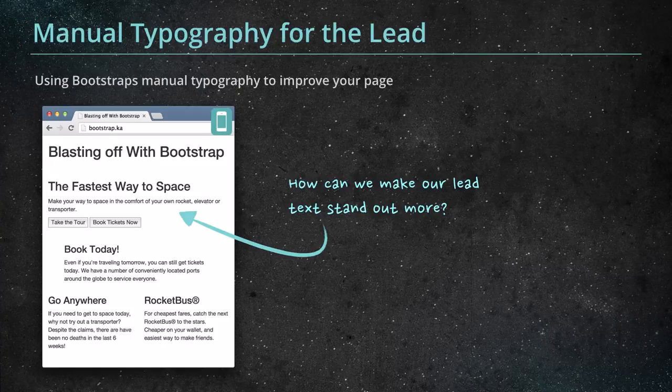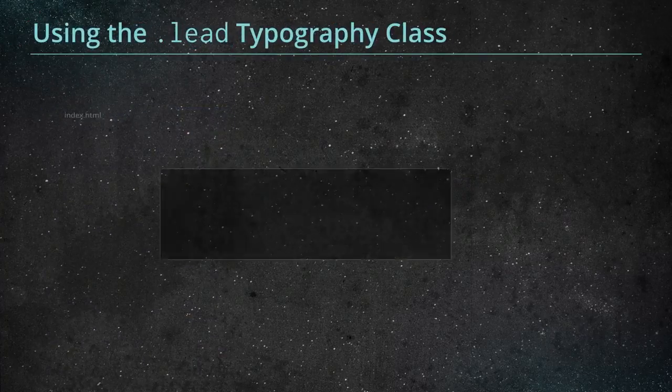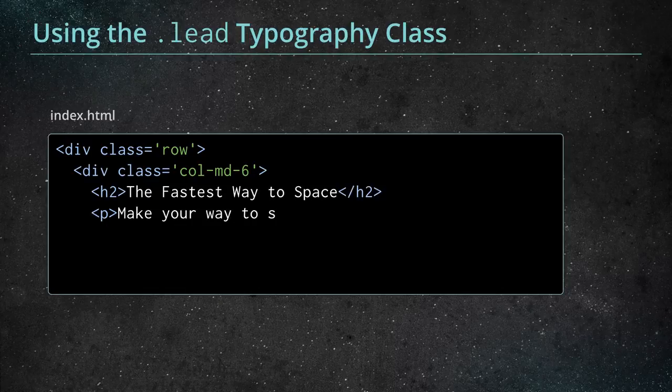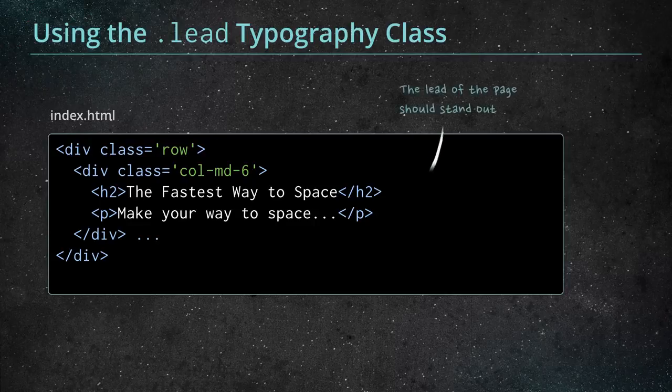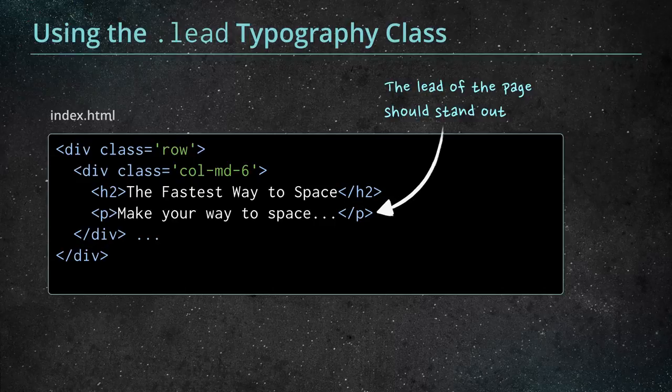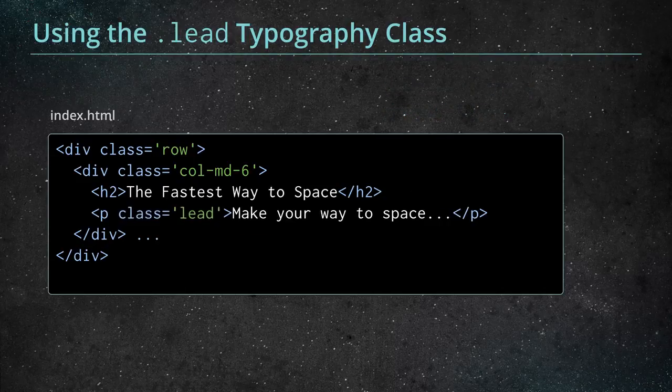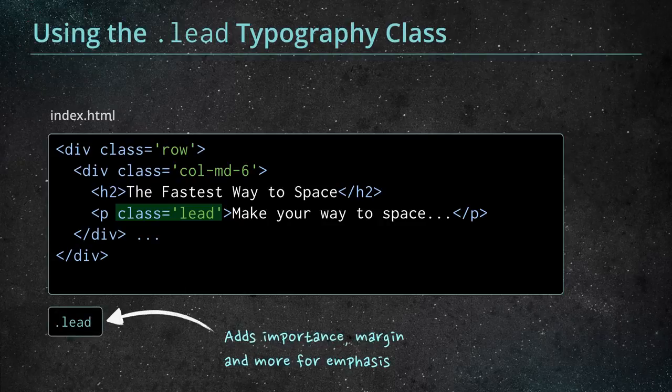Let's see how we can make our lead text stand out a little bit more by using one of these classes. Here's the relevant part of our page, the paragraph just below our H2 tag where we describe our company. This sentence isn't a header, but we do want to make it stand out more than the other sentences on the page. To do that, we'll add a class of lead to this paragraph tag. This will actually increase the font size and the weight, but it'll also add a little more space around the element, kind of giving it a little breathing room.